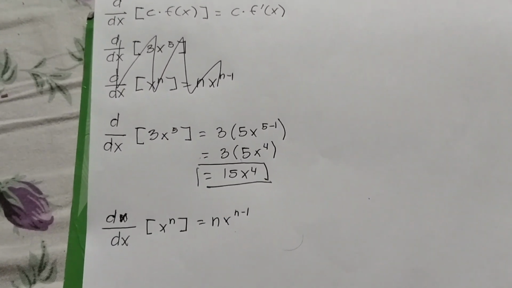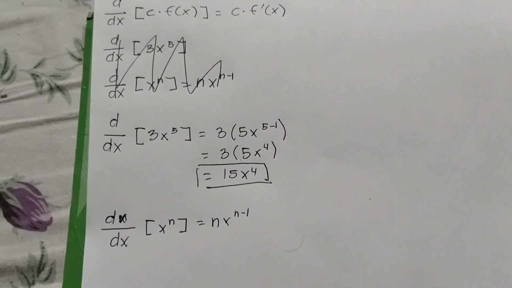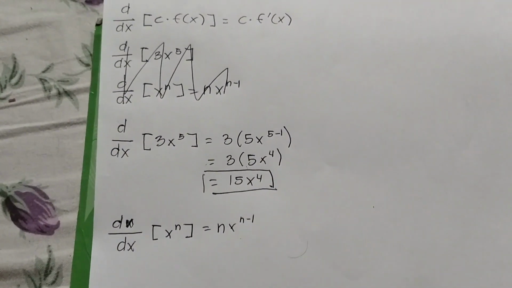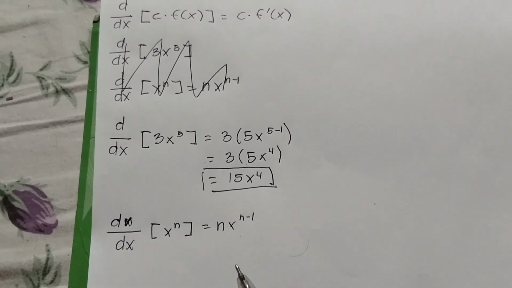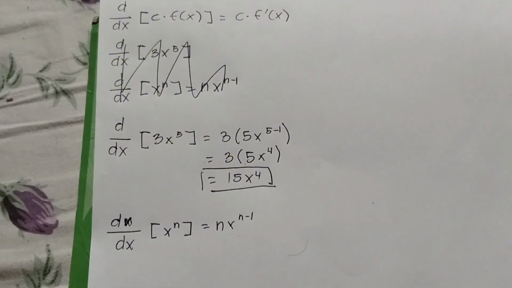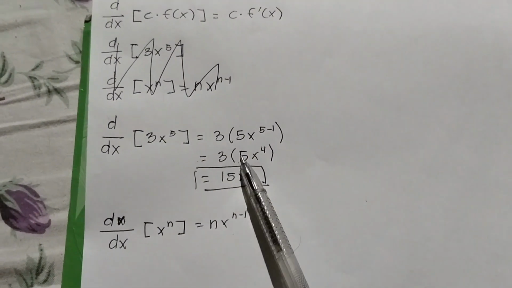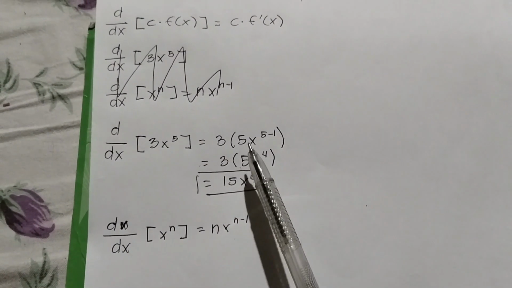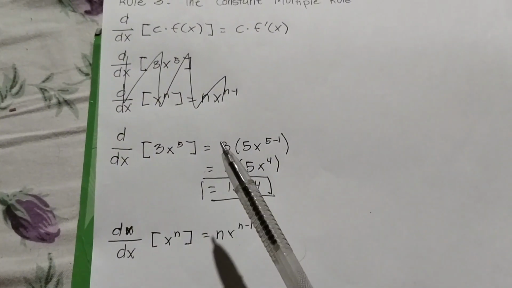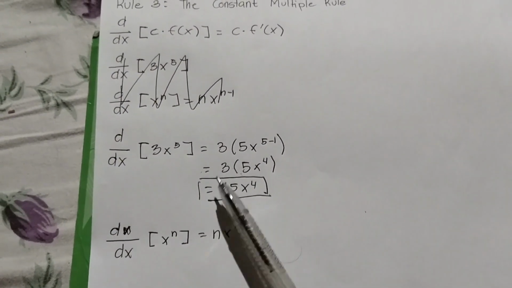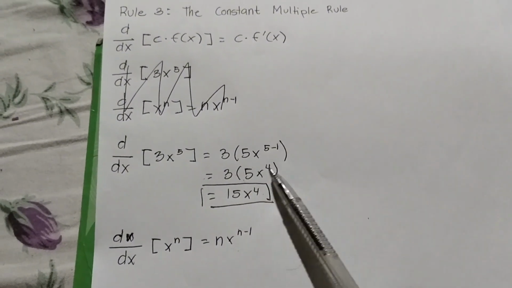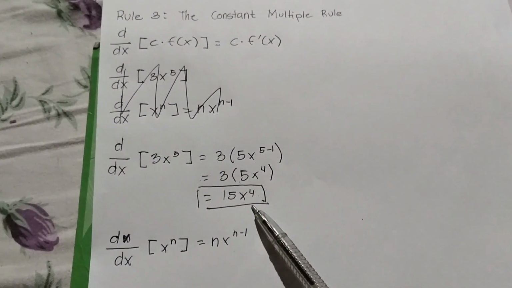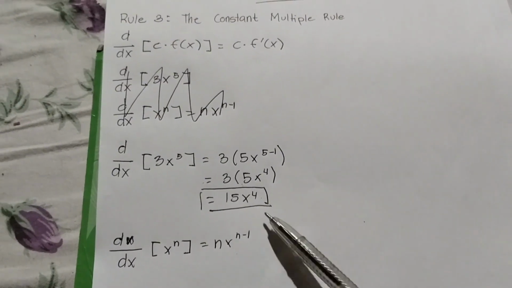Let's rewrite the constant 3 and take the derivative of x to the fifth power. If you recall, the derivative of a variable raised to a constant, like x to the fifth, is n times x raised to the n minus 1. That's going to be 3 times 5x raised to the 5 minus 1. 5 minus 1 is 4, and now we can multiply the 5 by the 3. 3 times 5 is equal to 15. This gives us 15x to the fourth power, and that's the answer.